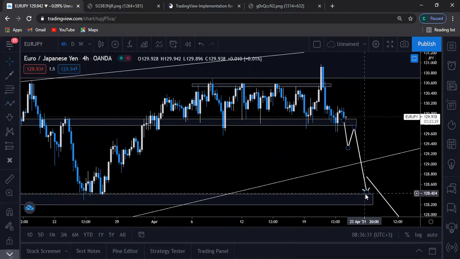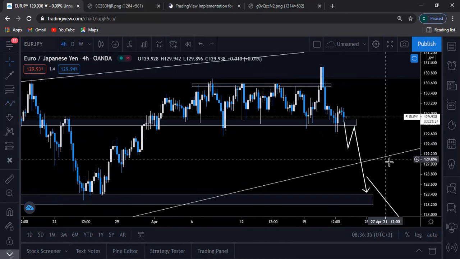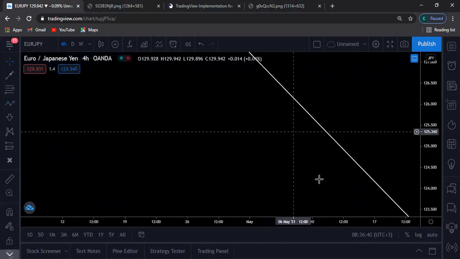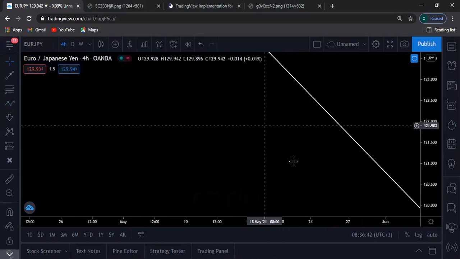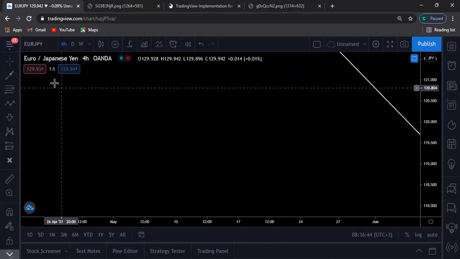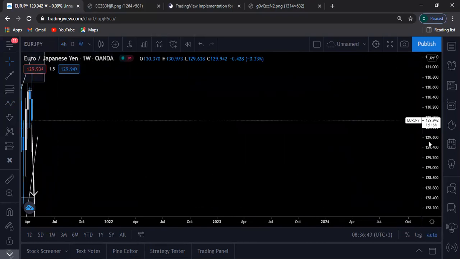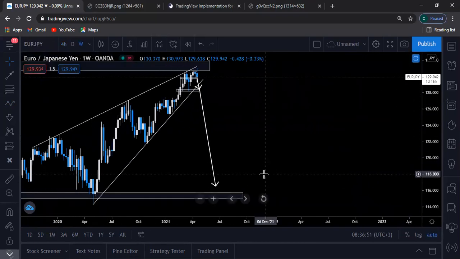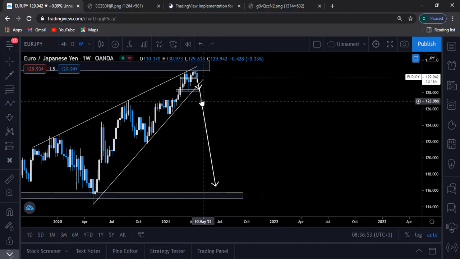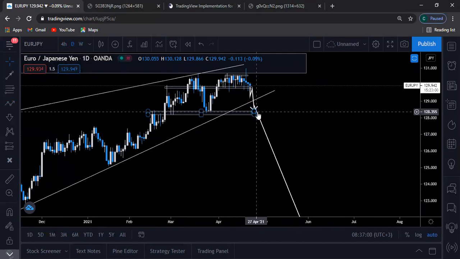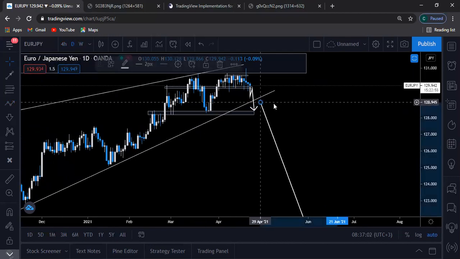So if it does break below here, retest it, you should be looking for it to break all the way to around here, 138.42, and then push back, retest this broken trend line to fall all the way to the abyss of hell. I'm just messing. But to fall all the way down to around 116, after it breaks this trend line here. So that's how I expect EURJPY to play out. And that's my bias.